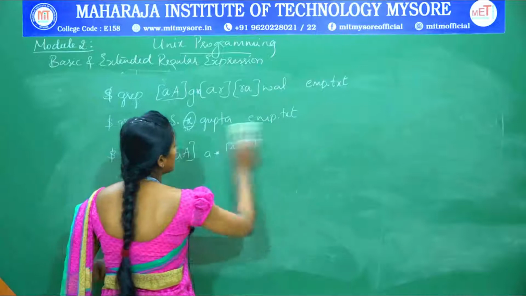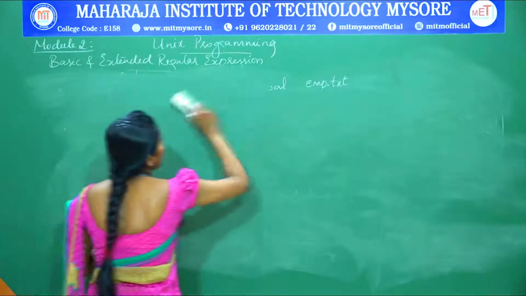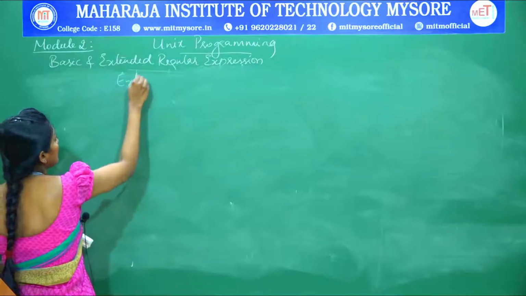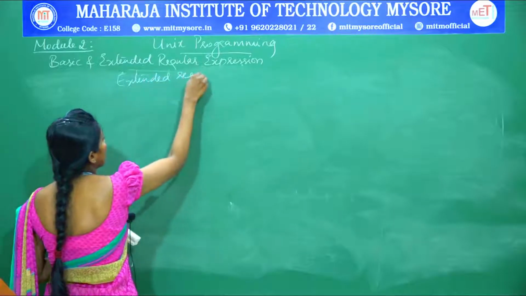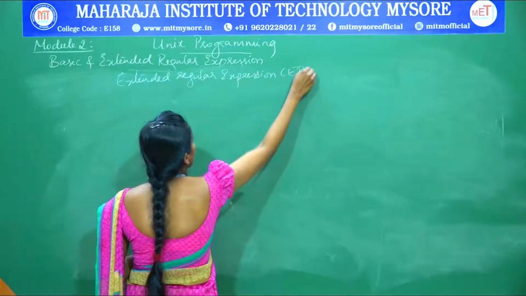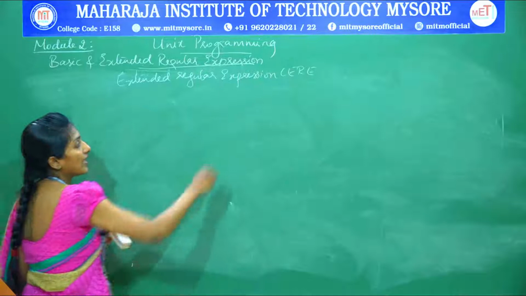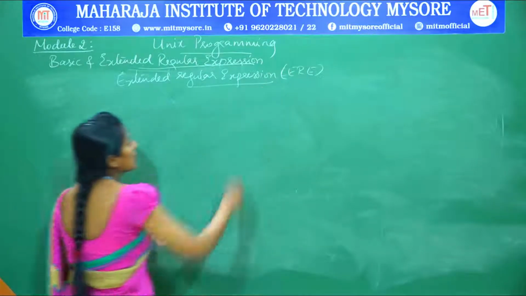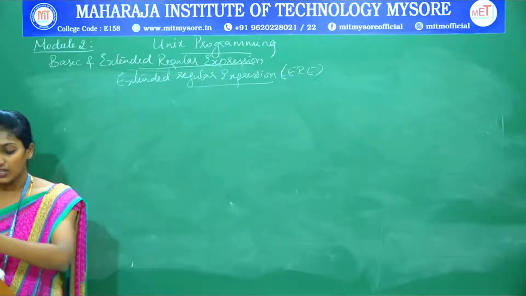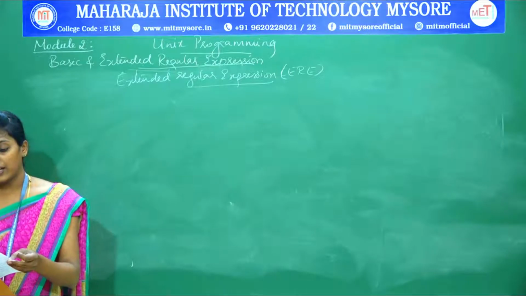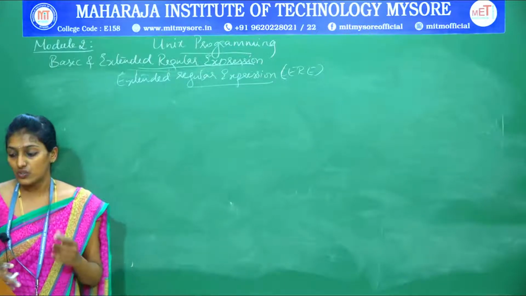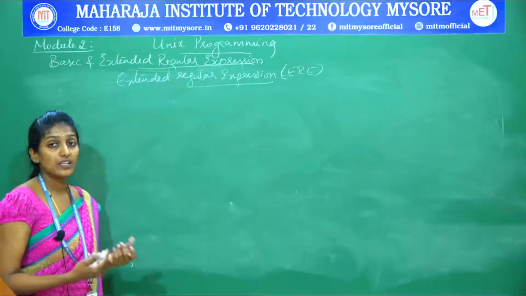Okay, so the next set within this is extended regular expression, basic and extended regular expression. That is extended regular expression, which we abbreviate as ERE. So this extended regular expression has been defined with the advanced concept of regular expression. So here it is possible to match dissimilar patterns.